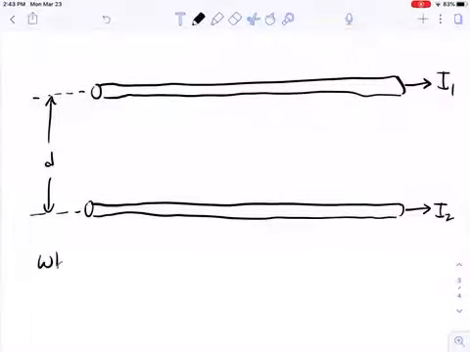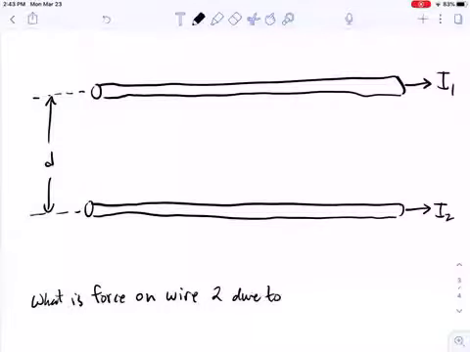I'm going to move this down a little bit, actually. I'm going to save some room for a picture. So what is the force on, say, wire 2 due to current I1 in wire 1?